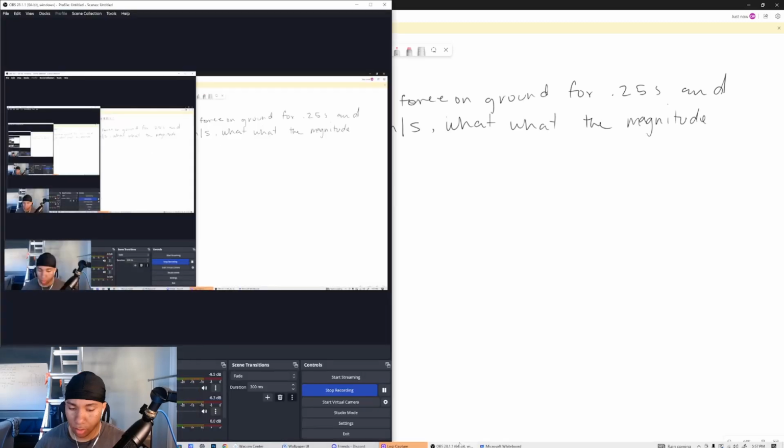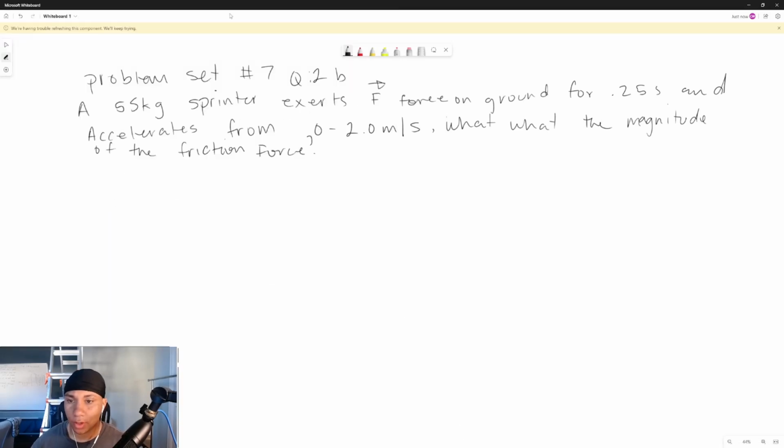Double check I'm recording. All right, so we have a 55 kilogram sprinter who exerts force F on the ground for 0.25 seconds and accelerates from 0 to 2 meters per second. What is the magnitude of the friction force? So we can solve this. Obviously, first we're given mass, which is 55 kilograms.